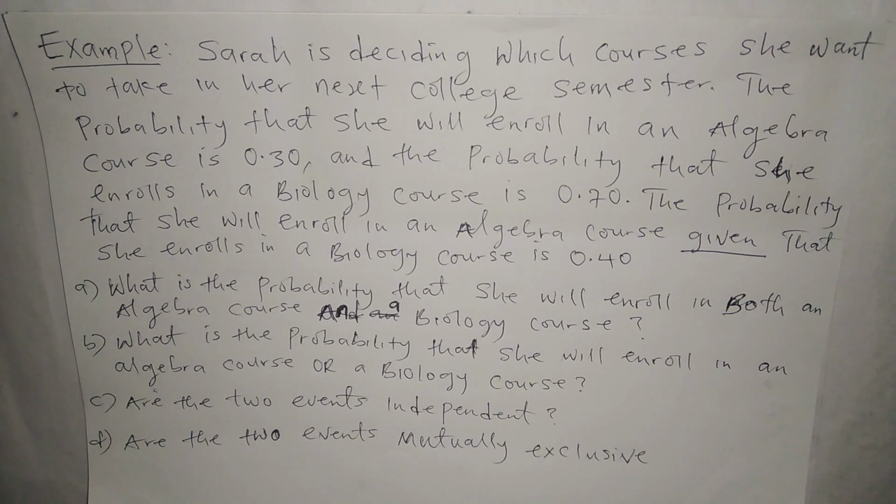Question A. What is the probability that she will enroll in both an algebra course and a biology course? Question B. What is the probability that she will enroll in an algebra course or a biology course? Question C. Are the two events independent? Question D. Are the two events mutually exclusive?